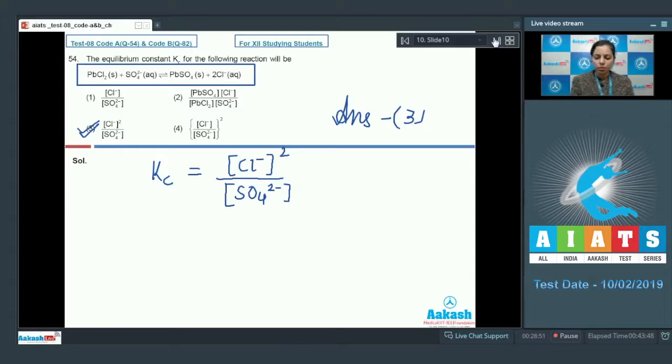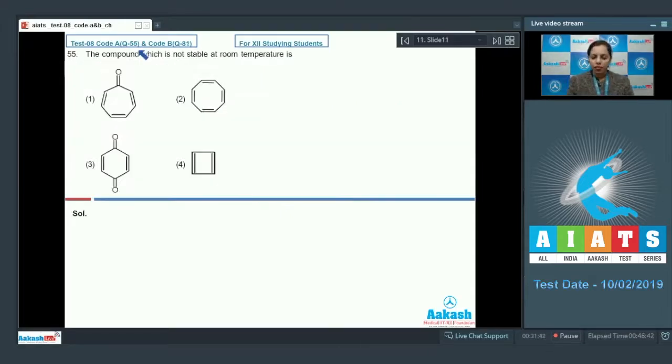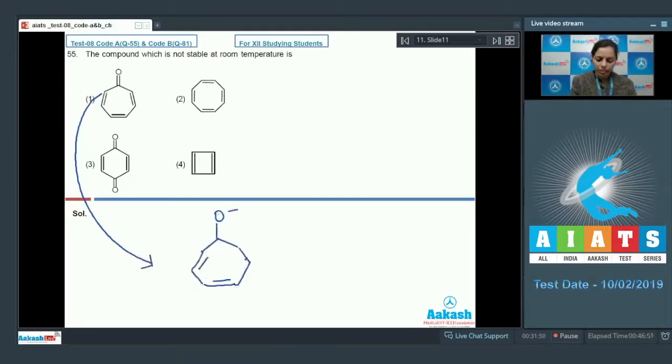After this, question number 55. The compound which is not stable at room temperature. We need to just check the options given here. If we talk about the first compound, this form has 4n plus 2 pi electrons. Aromatic. Why aromatic? Because it contains 4n plus 2 pi electrons, as well as it is a planar molecule. That's why it is aromatic, and on the basis of this, it is stable at room temperature.